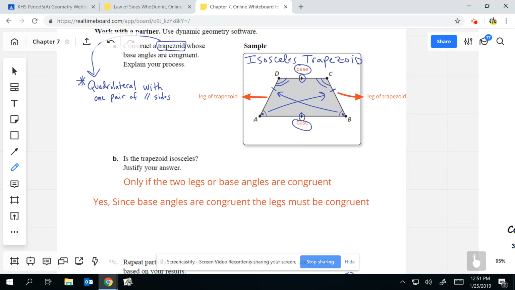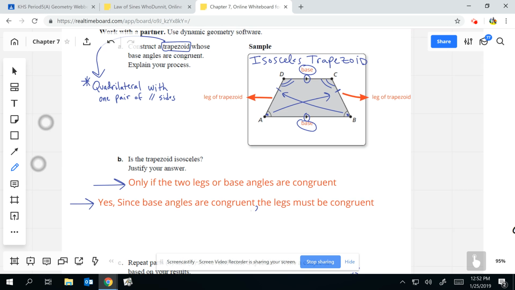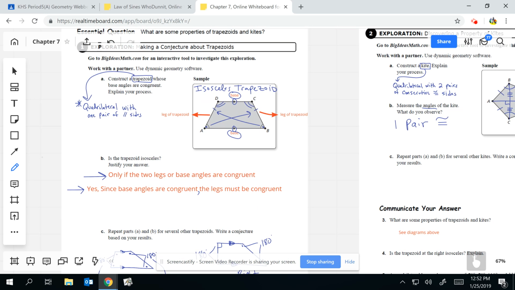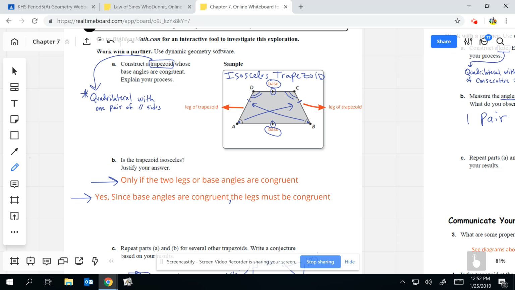As we move it up, you can see that is the trapezoid isosceles, and I wrote that only if the two legs or base angles are congruent. This one is yes. This one is isosceles because the base angles are congruent, comma, the legs must be congruent. Since the base angles are congruent, the legs must be congruent. So we just call that isosceles trapezoid. It's got two equal sides and two parallel bases. The bases cannot be congruent as well, then you'd have a parallelogram. You don't want that. So you've got to have two that are parallel to each other, the other two are not parallel. That makes it a trapezoid.